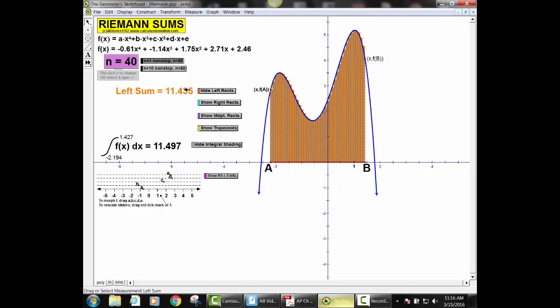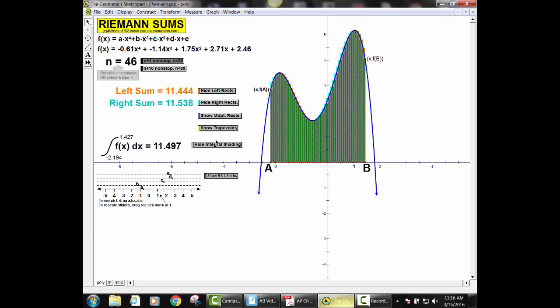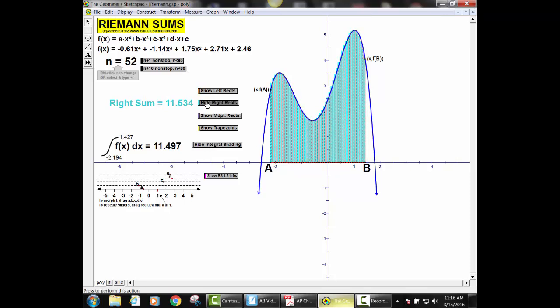Okay, I'll stop now. Hide integral shading. I don't want you to hide integral shading. We need to stop now. Stopping. Okay, hide those.